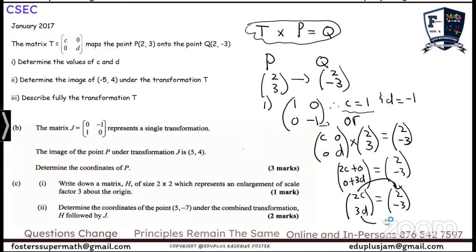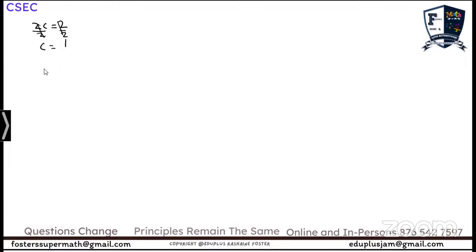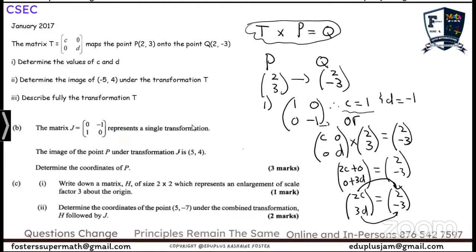Let's go again. 3D, what would the 3D be equal to? That will be equal to -3. When we divide by the 3, D is equal to what? -3 divided by 3? -1. So therefore, C equals 1 and D equals -1. Two different ways to skin the cat. Two ways to get the same answer.